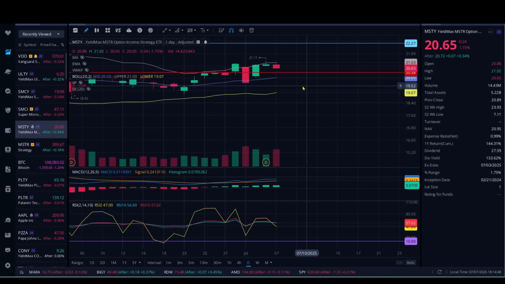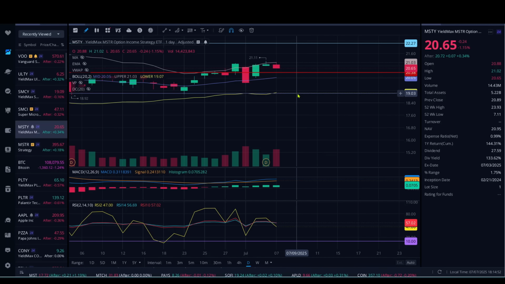Once my MSTY gets paid off, then I can utilize the distributions, i.e. YieldMax money, to build my position of MSTY. Because at that point, I will have gained all of my money back, all of my capital, and now I can just utilize their money to build up my position. And I always much rather use someone else's money to build up my position than my own money. So that's my goal.